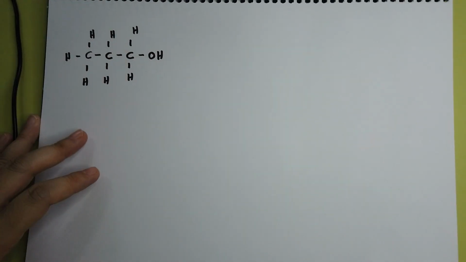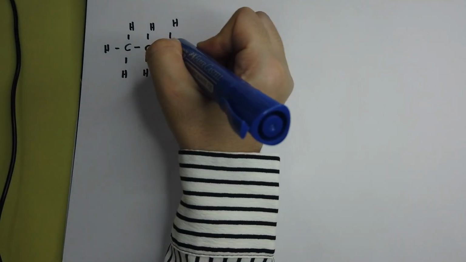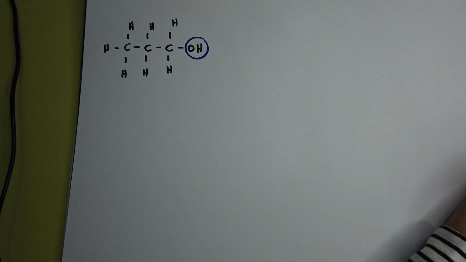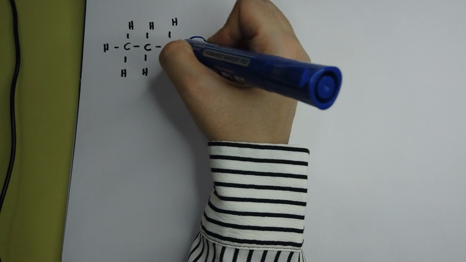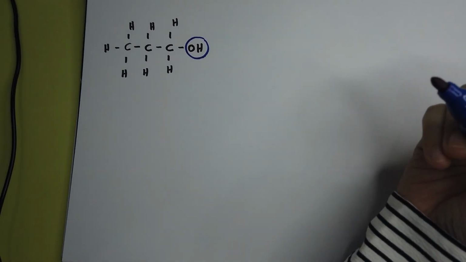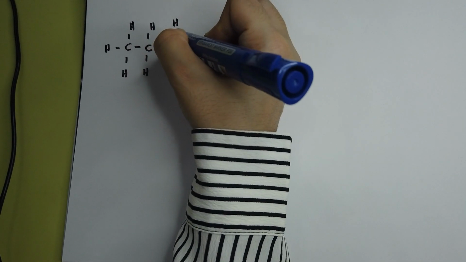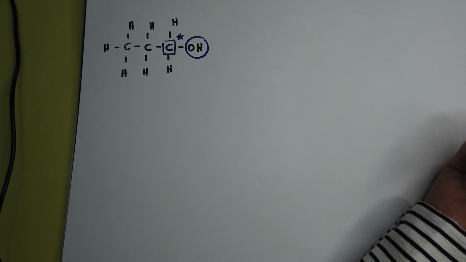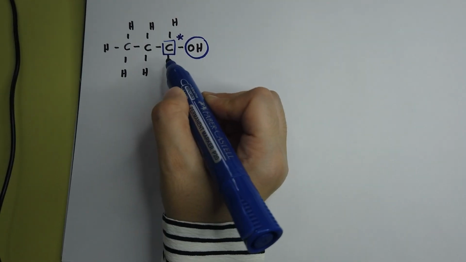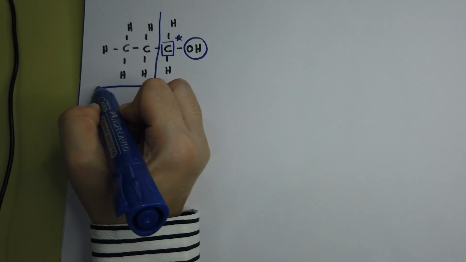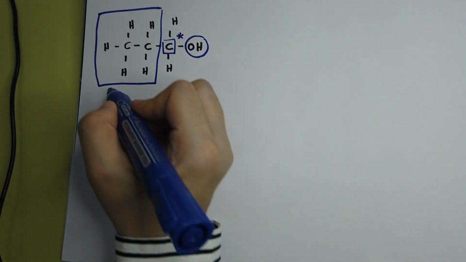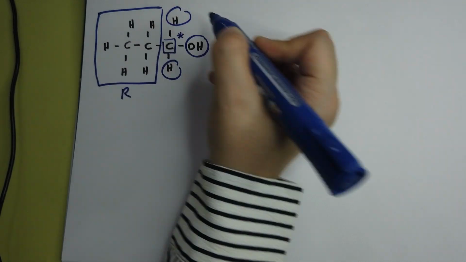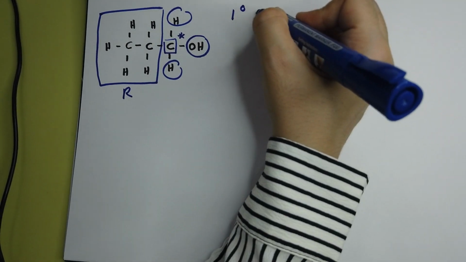Primary alcohol like this. Again, you need to look at the functional group. It is indeed an alcohol, and then go and find the carbon that holds the OH, which is this one. So you're going to put an asterisk there. This is your carbon, and then find your substituent. This is your R, and the rest is just H. So this one is a primary alcohol.